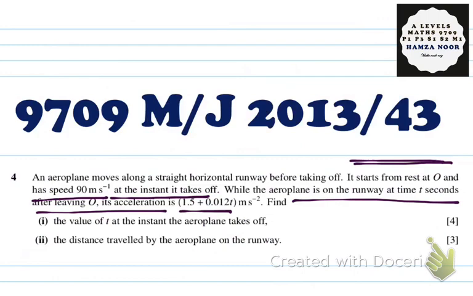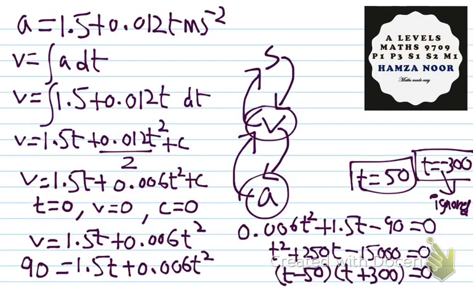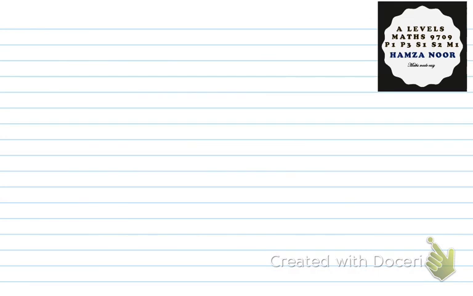So let's move to the next part. The next part asks for the distance traveled by the aeroplane on the runway. We have calculated the equation of velocity, so all we need to do is integrate velocity in order to get the equation of displacement. As I've explained earlier, when you integrate velocity you will get displacement.